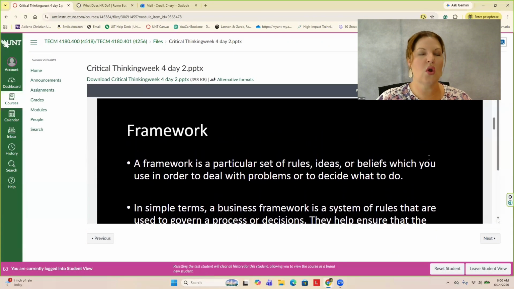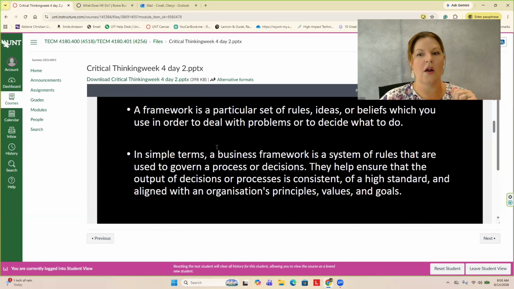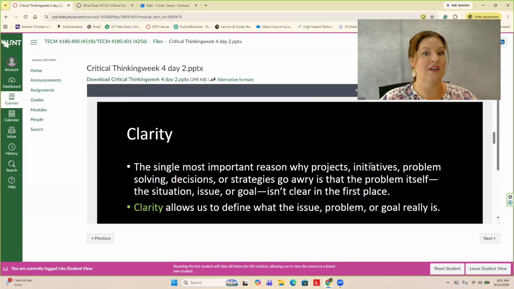So remember, the critical thinking piece that we're learning this week is specifically just a framework, right? So it's a particular way that we can think about different problems so that we go through a process and aren't just jumping to conclusions. We are, as it says, using this framework so that we have a specific process and so that our decision is consistent, of high standard, and of course, aligned with our organization's principles, values, and goals.